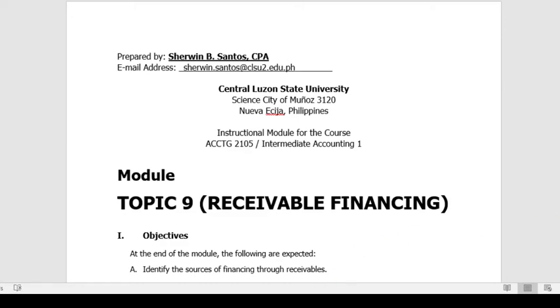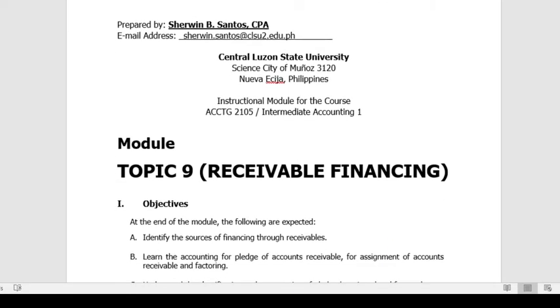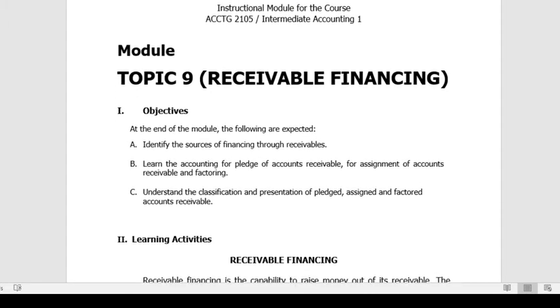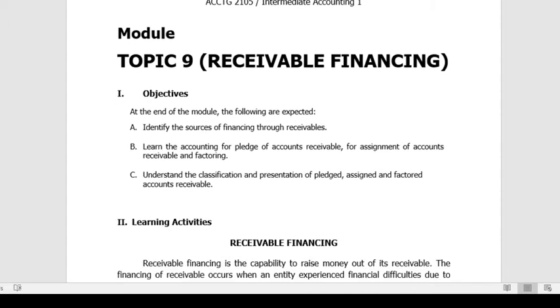At the end of this module, we will be able to identify the sources of financing through receivables, learn the accounting for pledge, assignment, and factoring, and understand the classification and presentation of pledged, assigned, and factored accounts receivable.